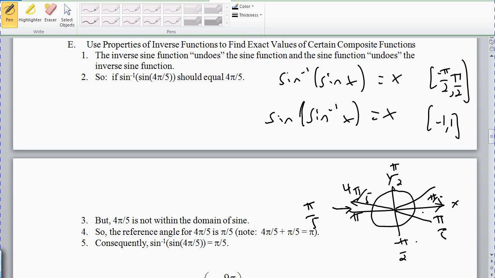But this one, since sine is negative down here, we don't use that one, because we want the positive one. Because sine is positive in the second quadrant, so we have to use where it's positive, and that's also in the first quadrant. So therefore, sine inverse of sine 4 pi over 5 is equal to pi fifths.